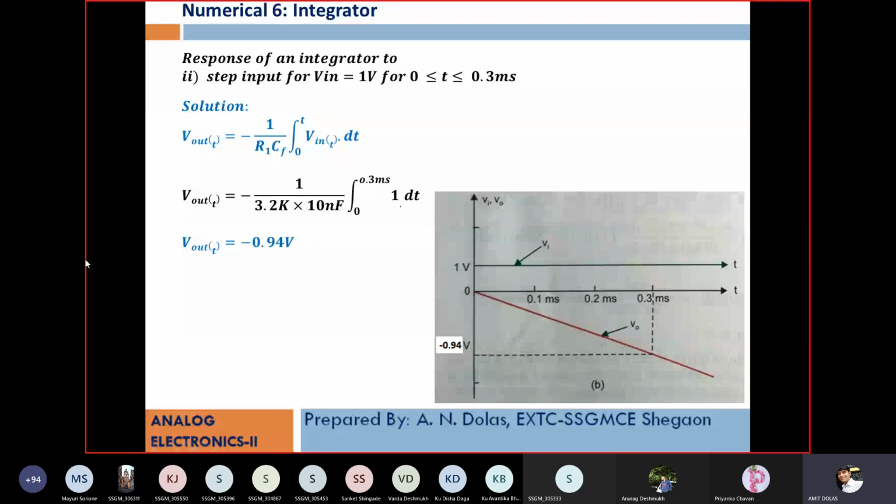It is 9.3, not point, because I calculated with 32. It is 3.2, so it is not 0.94, it is 9.37 or 4, whatever, 37. So this is the answer.